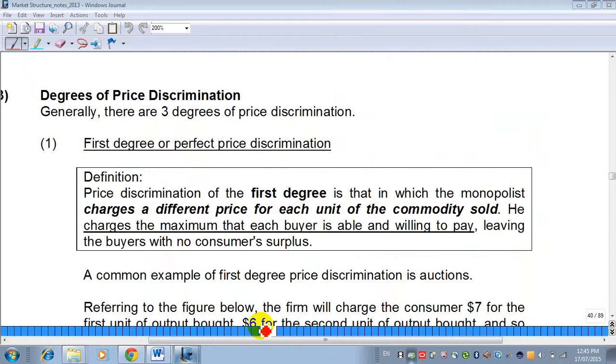Now, what exactly is first degree price discrimination? It is when a monopolist charges a different price for each unit of the commodity sold. He charges the maximum price that each buyer is able and willing to pay. Sounds familiar? Leaving the buyers with no consumer surplus. Think about it. Under first degree price discrimination, there is no consumer surplus at all.